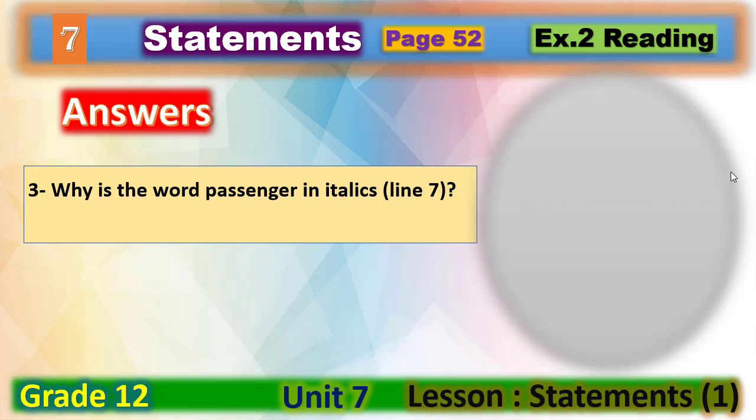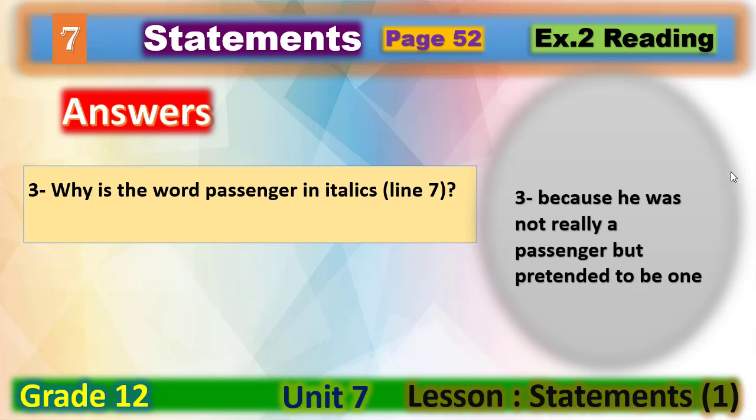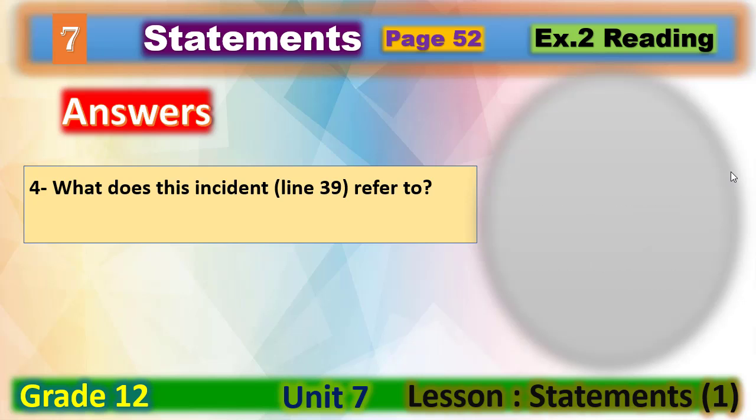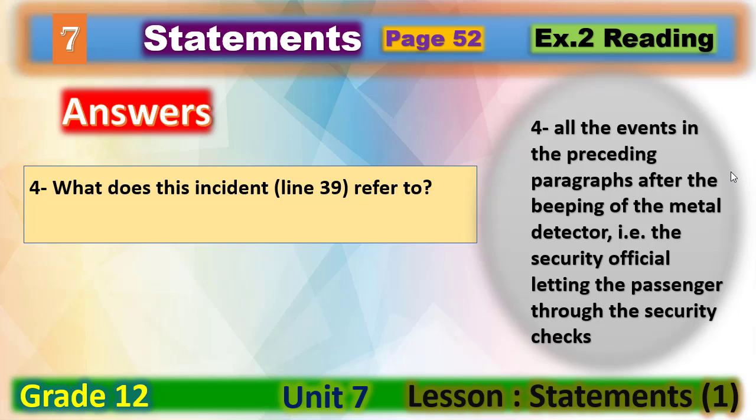Question number 3. Why is the word passenger in italics in line 7? Because he was not really a passenger, but he pretended to be one. Question number 4. What does this incident in line 39 refer to? All the events in the preceding paragraphs after the beeping of the metal detector, for example, the security official letting the passenger through the security checks.